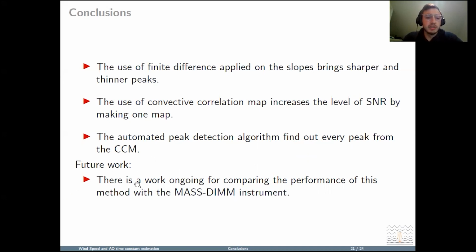For future work, there is ongoing work comparing the performance of this method with the MASS-DIMM instrument, which is the instrument that measures the tau and the wind speed, but it is computed at zenith. So the idea is to compare them and see the accuracy of our algorithm. So in order to do this, the algorithm is going to be implemented in the ARF at Paranal.